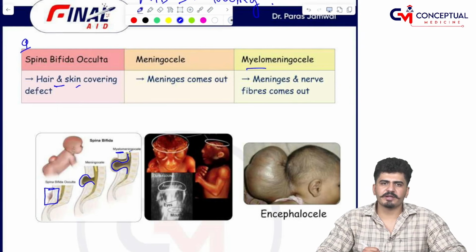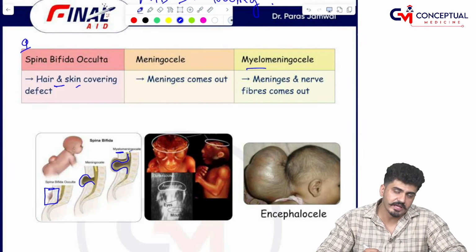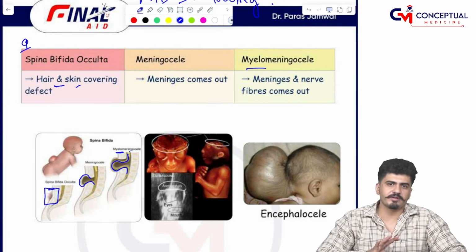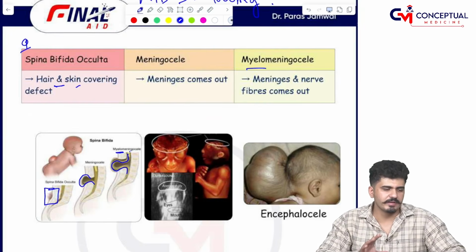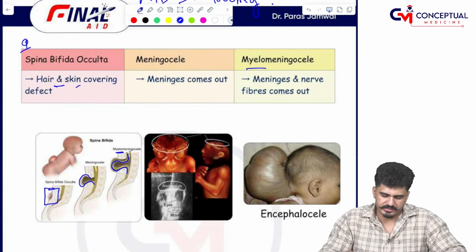Skin और hair ने defect को cover करा तो spina bifida occulta. और अगर आपकी meninges बाहर आई तो meningocele. और अगर meninges के साथ nerve fiber भी बाहर आए, that is called myelomeningocele. That is called myelomeningocele, sir.